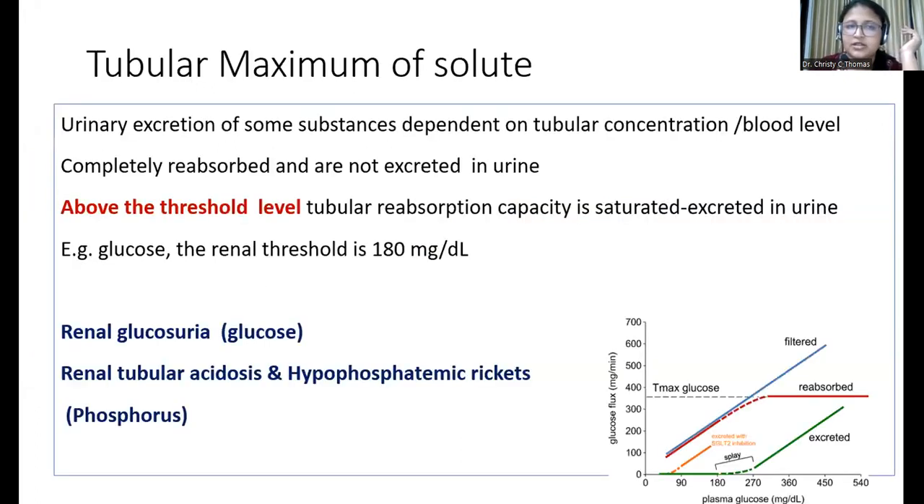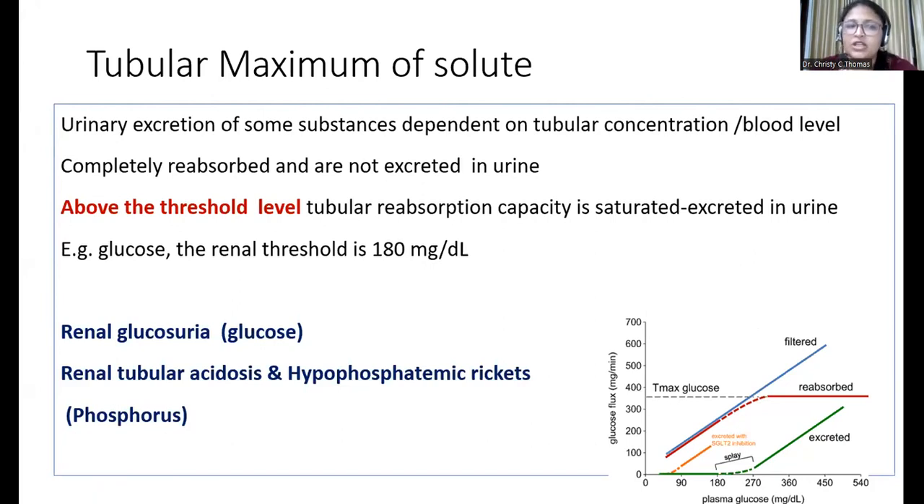Sudarshan in the last class. While assessing the tubular function, we should also be familiar with the concept of tubular maximum of a solute. Urinary excretion of some substances depends upon the tubular concentration, and the tubular concentration of the substance will depend upon the blood level. Most of these substances mentioned are completely reabsorbed and not excreted in the urine. Above a threshold level, the tubular reabsorption capacity is saturated, and these molecules will appear in the urine.